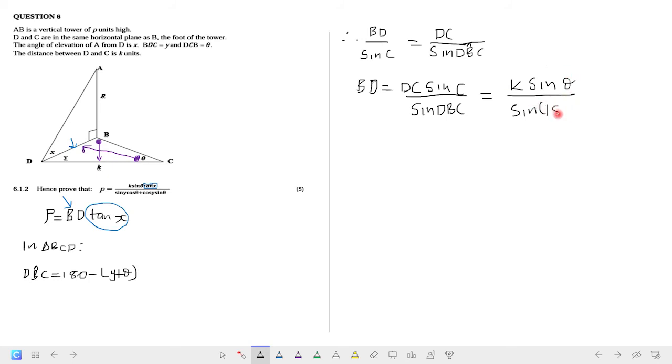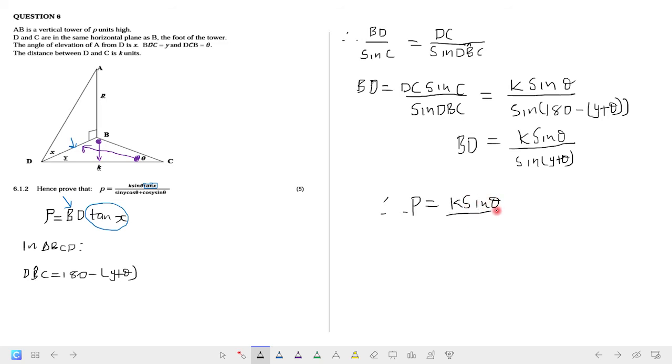DBC is 180 minus y plus theta. And then if you simplify this, this is a reduction, right? Simplifying this is going to be K sine theta over 180 minus, in the second quadrant sine is positive, so it's going to be sine y plus theta, right? And that is just BD. And so P is going to be, substituting BD, K sine theta over sine y plus theta multiplied by tan x that we have there.